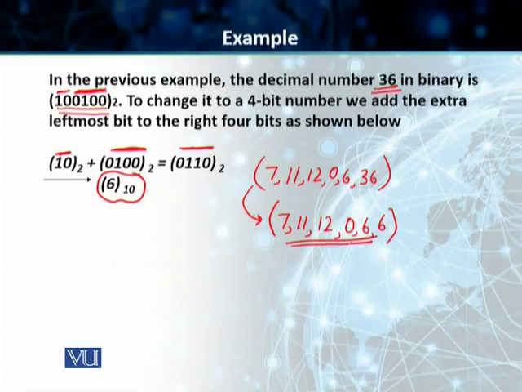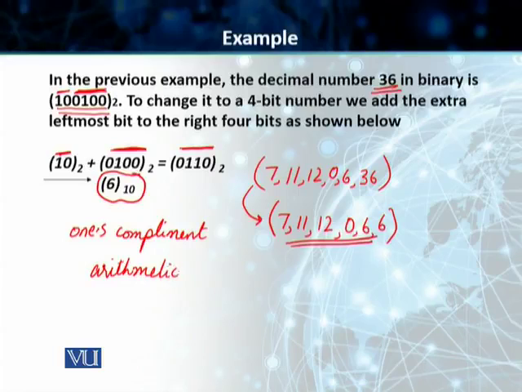The receiver will add the first 5 numbers in 1's complement. What we have essentially done here is use 1's complement arithmetic. So the receiver will again add the 5 numbers in 1's complement arithmetic, and if the result is 6, then the code word is accepted, otherwise it is rejected.